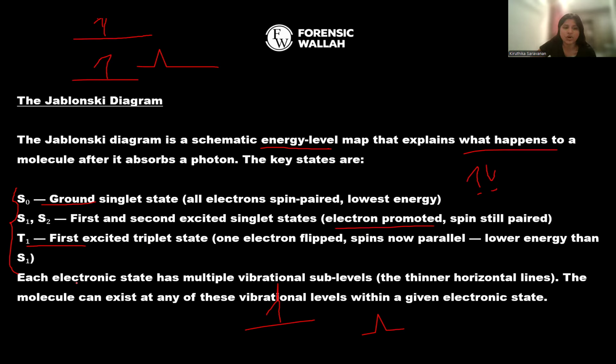Each electronic state has multiple vibrational sublevels, so the molecules can exist in any of these vibrational levels, whether S0, S1, S2 or T1. They can be at any vibrational level depending upon the amount or intensity of the photons absorbed by them.